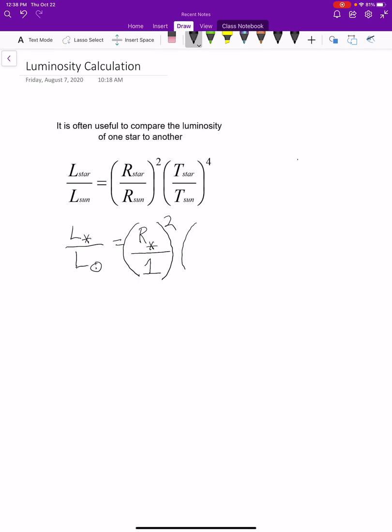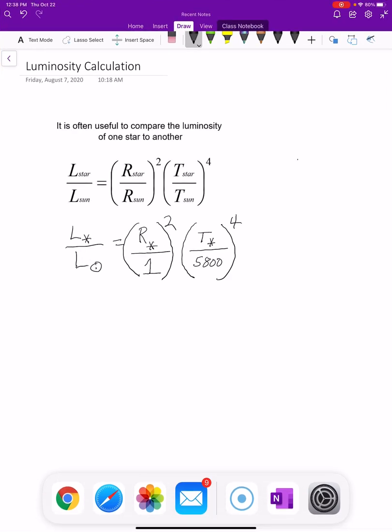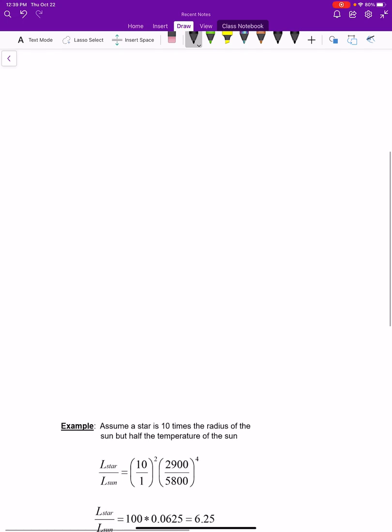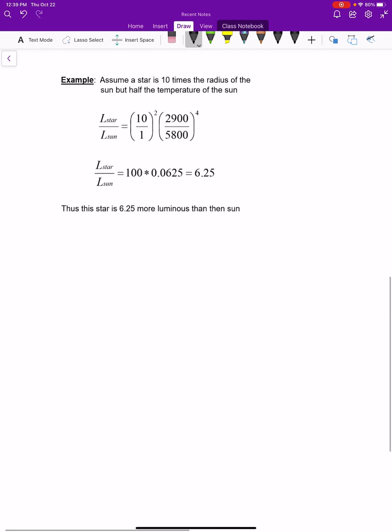When you're talking about the temperature of the star compared to the temperature of the sun, we know the temperature of the sun is 5,800 degrees Kelvin. And of course, we're going to raise that to the 4th power. So this is the formula that you are going to use when calculating each one of these. If we go down a little bit, we have: assume a star is 10 times the radius of the sun, but half the temperature of the sun.